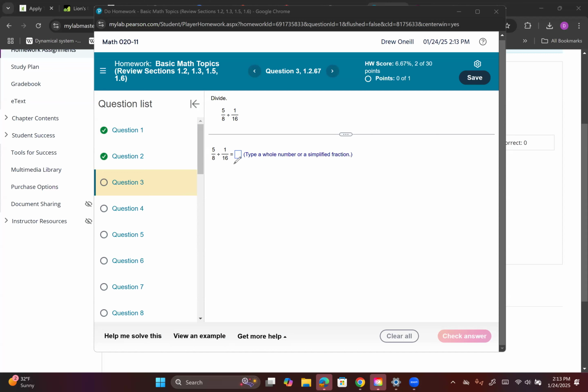5/8 divided. So you should be familiar with dividing by a fraction. It's not the same as multiplication. That should be obvious because then they'd be the same symbol. When we divide by a fraction, what's the phrase or acronym? It's keep, change, flip. Meaning you keep this 5/8.